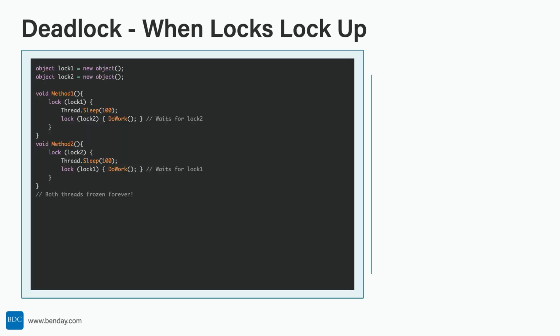Locks solve race conditions but create a new problem, deadlocks. This is when threads get stuck waiting for each other forever. It's like 2 people at a door, each insisting the other go first. Thread 1 holds lock A, wants lock B. Thread 2 holds lock B, wants lock A. Neither can proceed. They're waiting on each other forever. This is a classic deadlock.